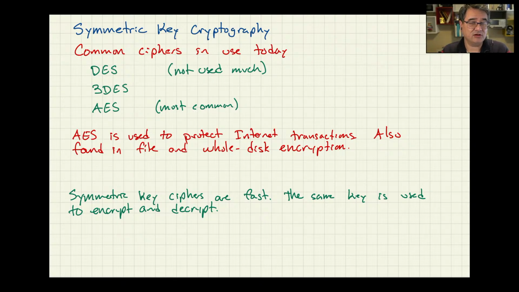Symmetric key cryptography also happens to be faster than the other kind we're going to talk about, which is public key cryptography. And so right here, symmetric key ciphers are fast, and often there is dedicated hardware on your computer that is used to encrypt and decrypt AES. So even modern phones, modern processors might actually have a section of the processor set aside specifically to do AES. So it's really fast because it's done in many cases in hardware.